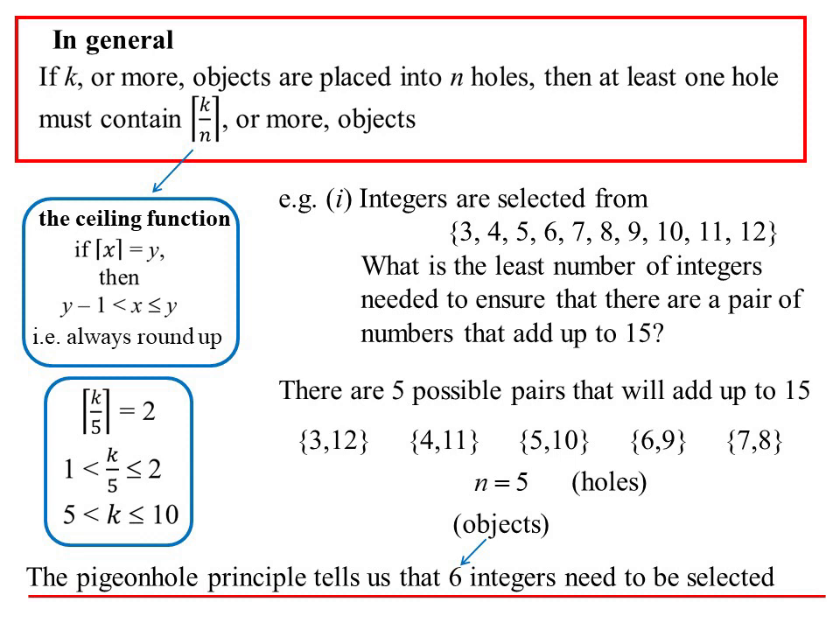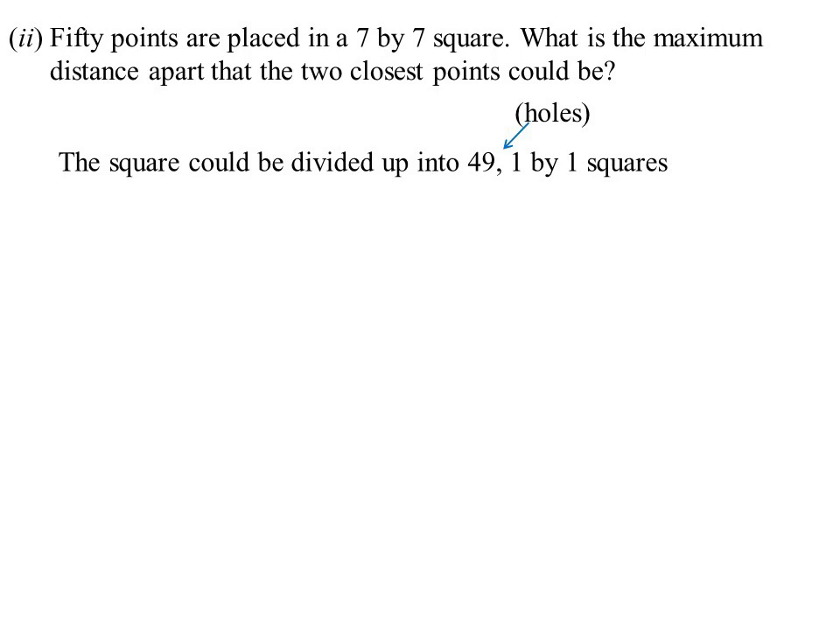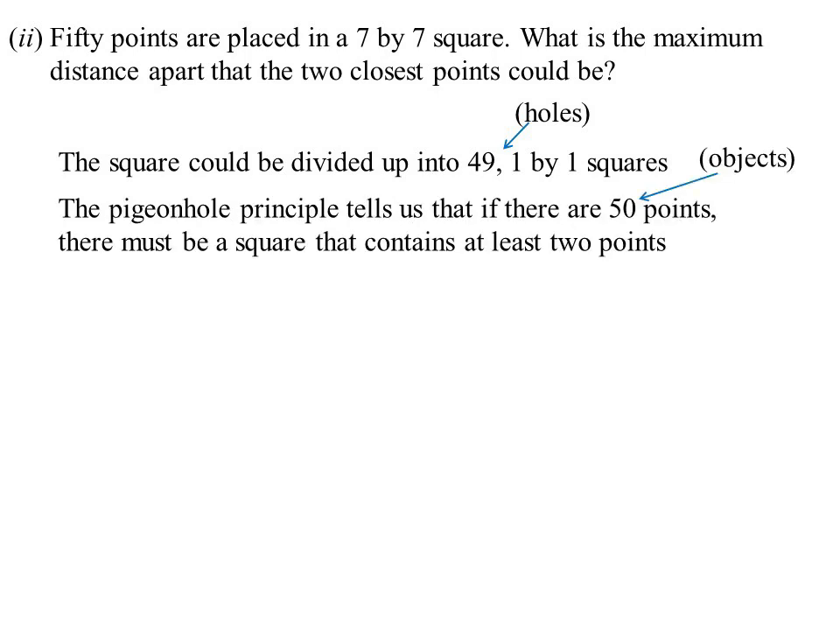The first way, I guess I'm doing it just logically, thinking about it. 50 points, we're going to place them in a 7 by 7 square. What's the maximum distance apart that the 2 closest points could be? So all those points, we put them in, and we're saying, what are the 2 closest points? What's the furthest away I could place them? Well, that square, 7 by 7, I could divide it up into 49 1 by 1 squares. Each one of those squares could become a container, if you like, where the dots are going to be placed.